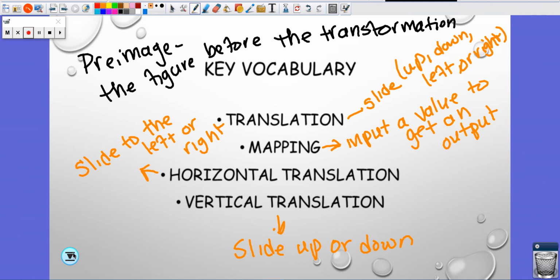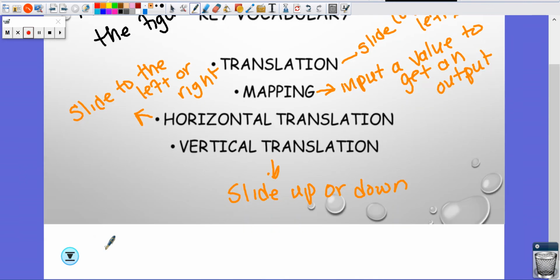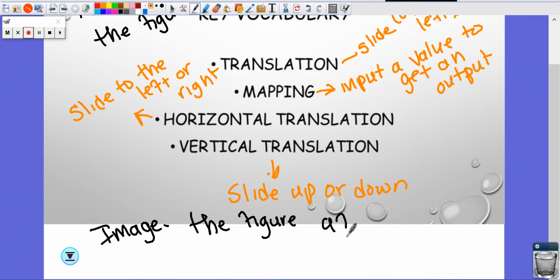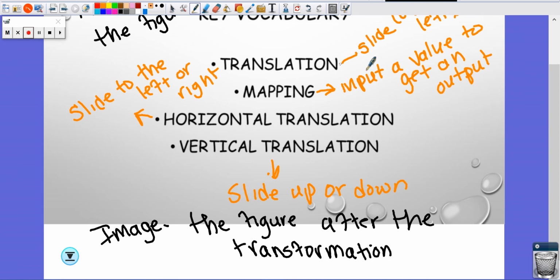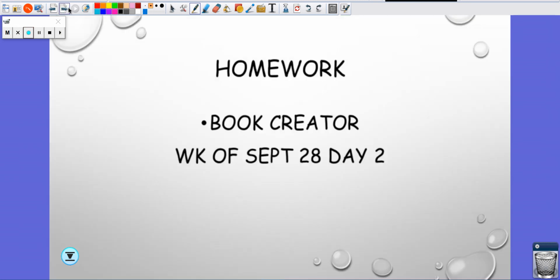And I'm going to go down here, and I want you to add in: image is the figure after the transformation. And the transformation we're going to work with in this video is a translation. Normally I'll show you what the notation looks like in the video and in the next one. So your homework is make sure you're doing it right now. So you good.